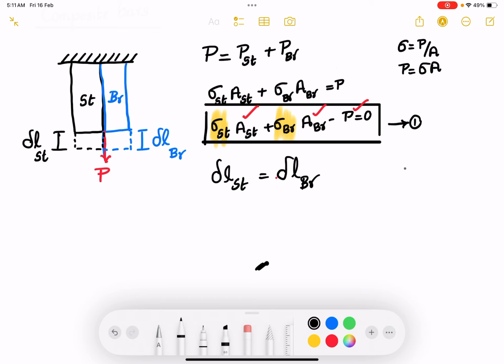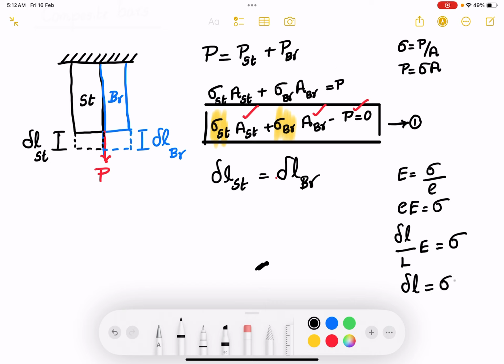Okay, now we know Young's modulus is stress by strain. I can write this equation as strain into Young's modulus is equal to stress. We know strain is change in length divided by original length, into Young's modulus is equal to stress. So that brings us to the equation for change in length. So change in length is equal to sigma into L divided by Young's modulus.